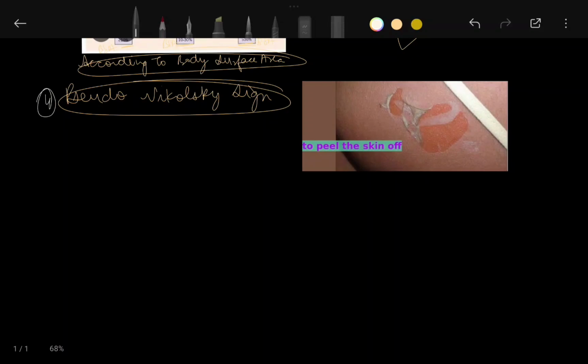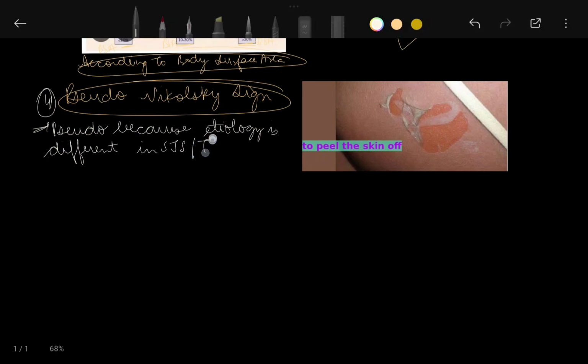I guess this is the fourth one. Yes. Now what happens in the pseudo-Nikolsky sign? Pseudo. Why pseudo? Pseudo because the etiology is different in SJS and TEN. That is why it is called pseudo-Nikolsky sign.